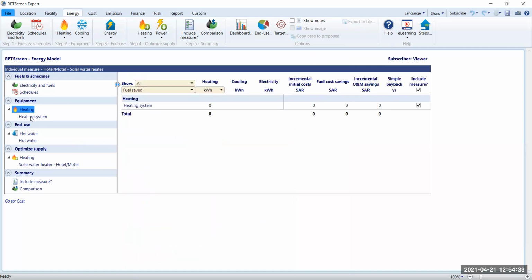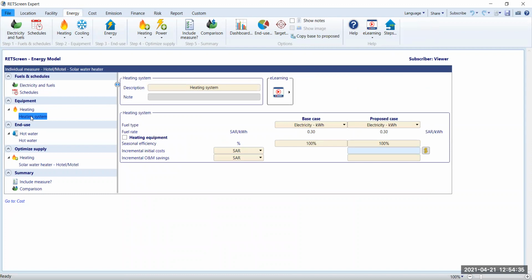Then we're talking about heating. The heating system originally was the base case of electricity. In the proposed case, you are still going to use electricity, but with solar collectors. And you can change here from electricity to anything else. You can use electricity or natural gas as the source of energy that you would like to have.